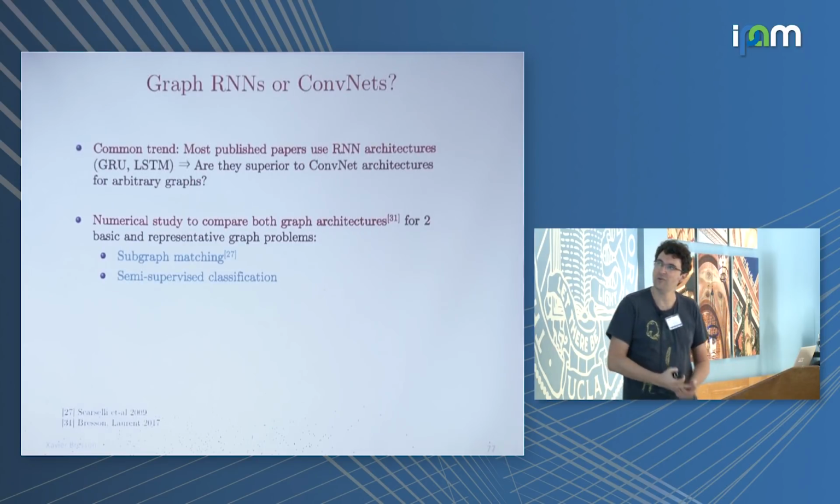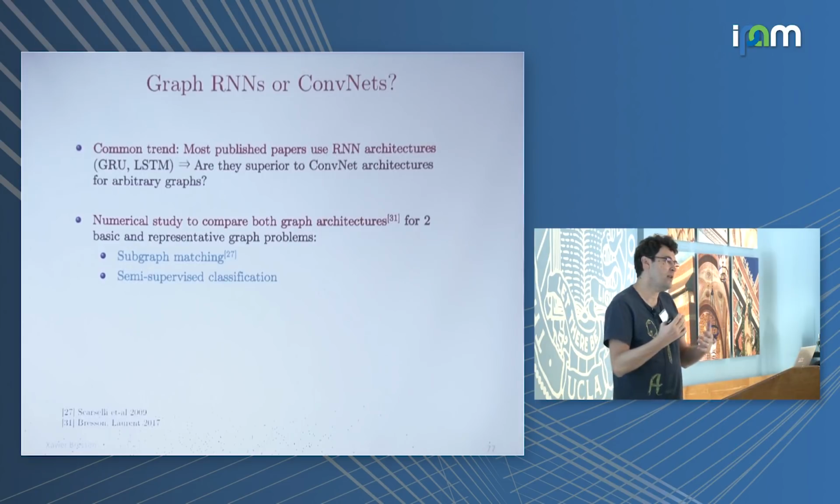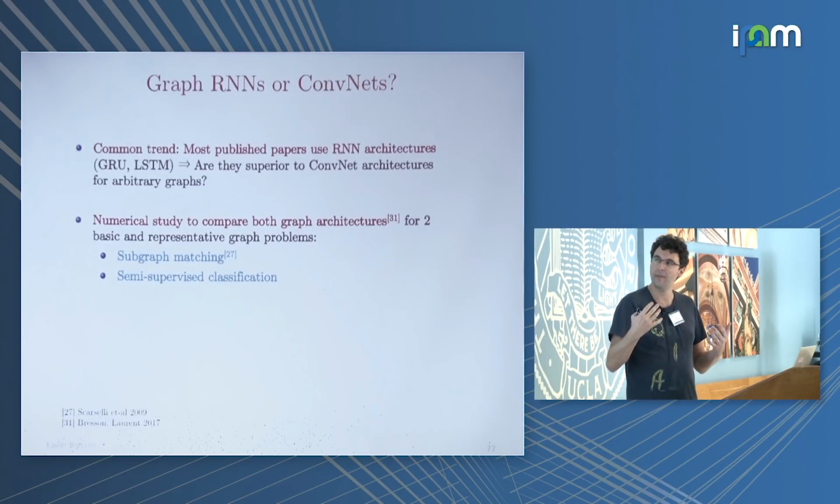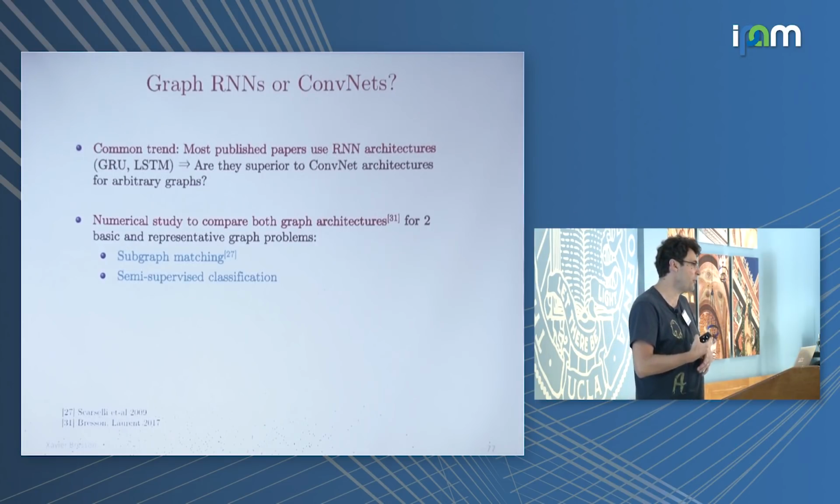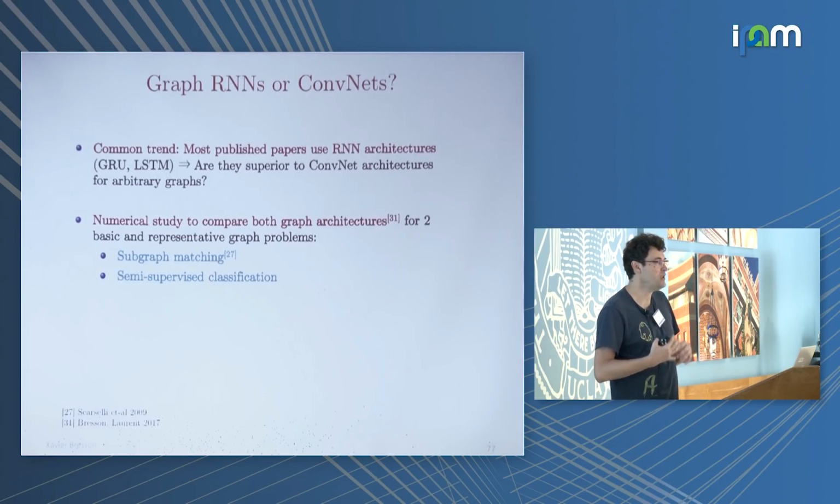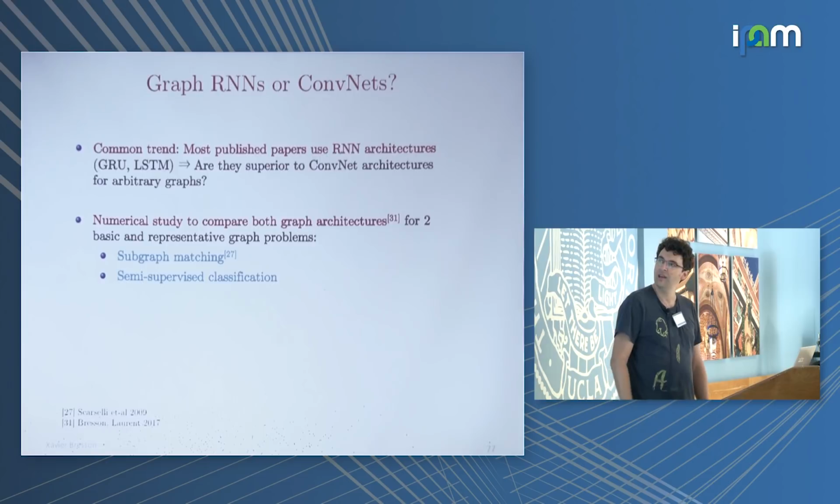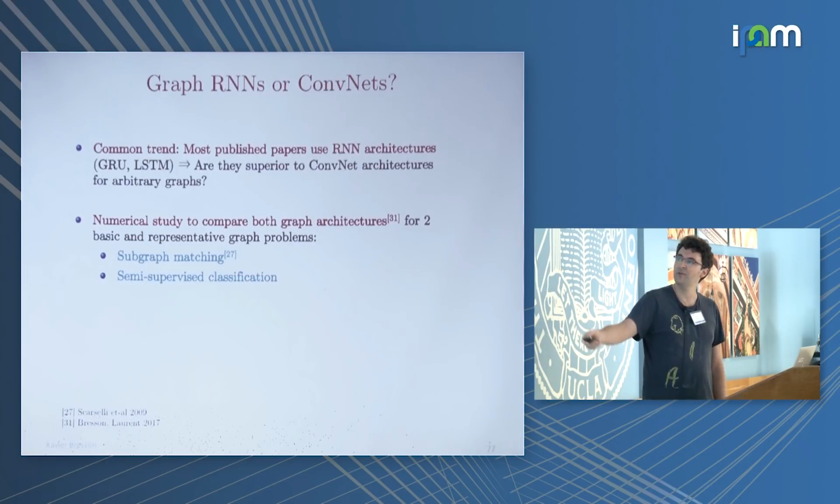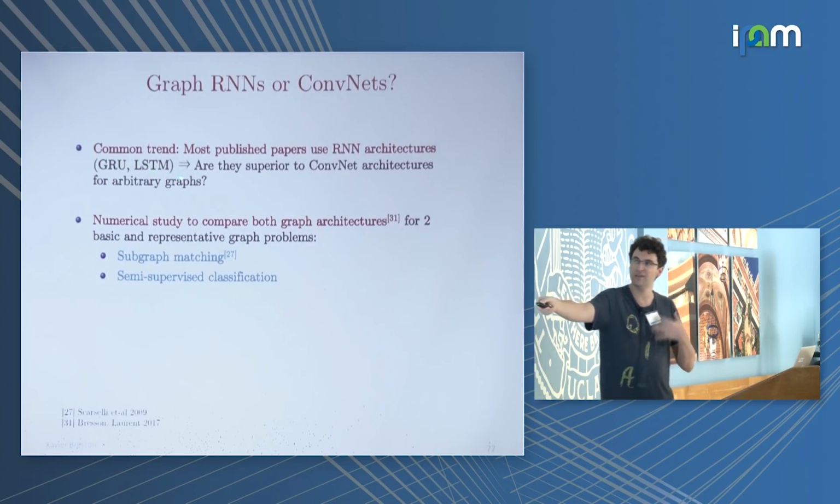When I started working on that and looked at the literature, the common trend is that 90% of the papers don't use ConvNets to solve this kind of problem. They use recurrent neural networks. So I was wondering if there was something special about using recurrent neural networks, because the complexity of the learning system is higher.